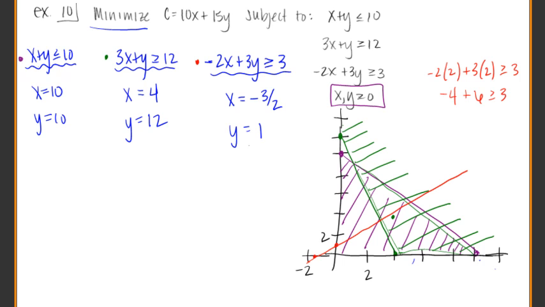Okay. And again, let's test, how about we test 0, 0? Because that would be on this lower side of that. So coming up there is negative 2 times 0 plus 3 times 0 greater than or equal to 3. Well, 0 and 0 is definitely not larger than 3, so I want to shade above this line. So we're going to come up this direction.